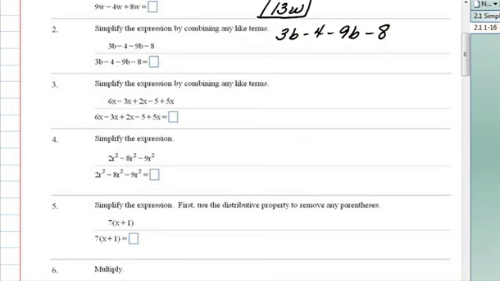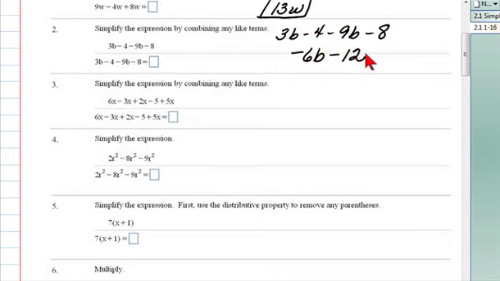Can I combine like terms? Yes. I have 3b minus 9b. Make sure that you let the sign in front of the term belong to the term. So what do you get when you combine those two? Negative 6b.